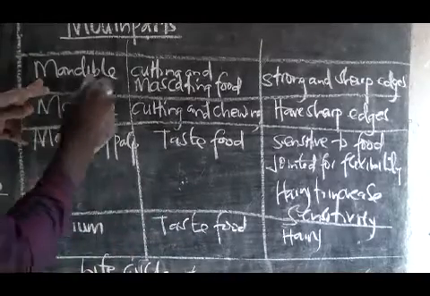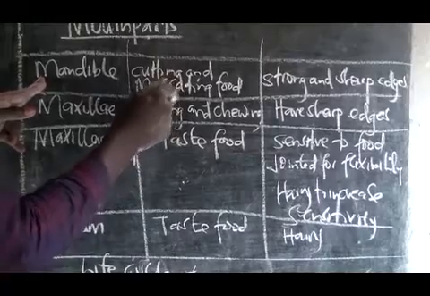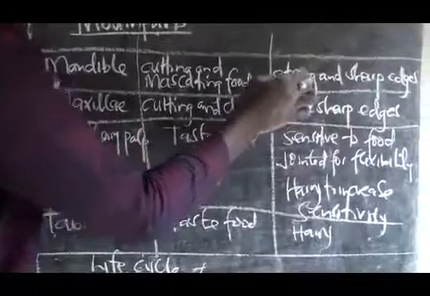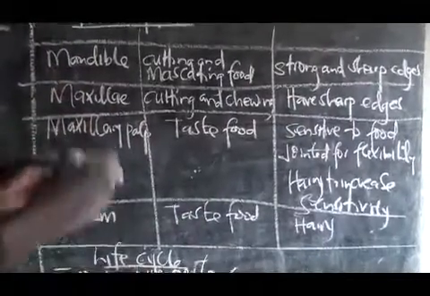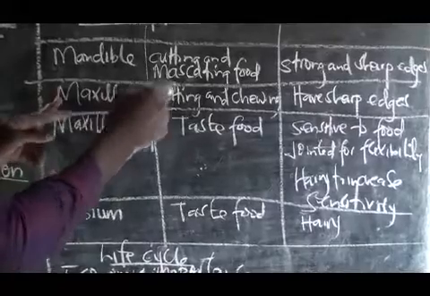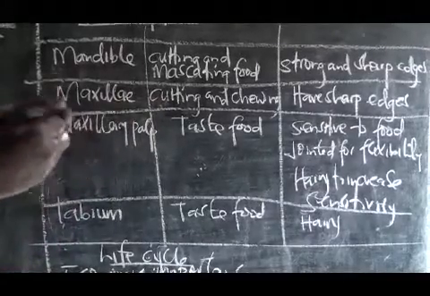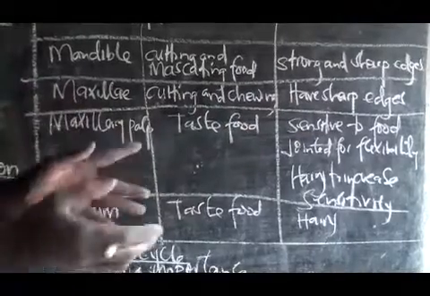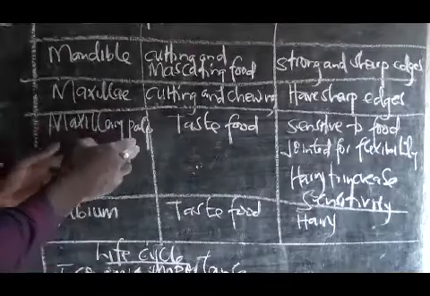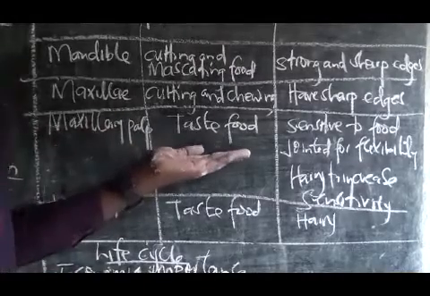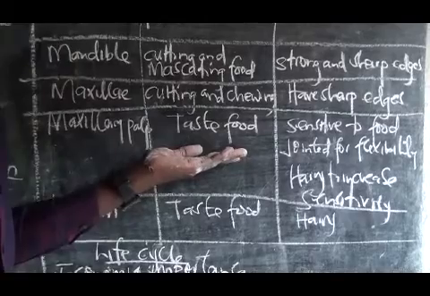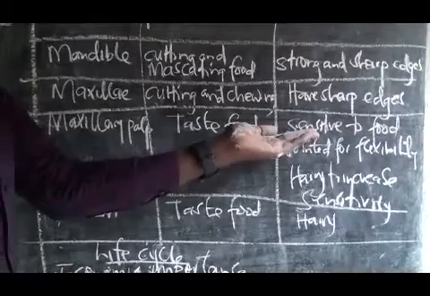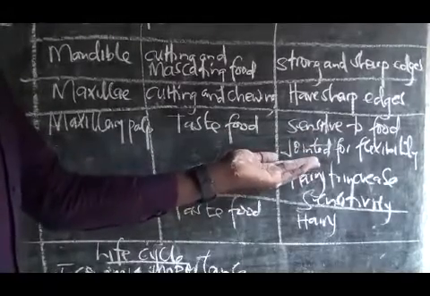So we have the mandible, and its function is cutting and masticating food, or breaking food into smaller pieces. And then the adaptation is it being strong and having sharp edges for the cutting. And then you have the maxilla, and this one's function is cutting and chewing the food. And we say that the adaptation to that is having sharp edges. And then we also have the maxillary palp, and this one's function is to taste food. Can you see that the cockroaches are also tasting food?